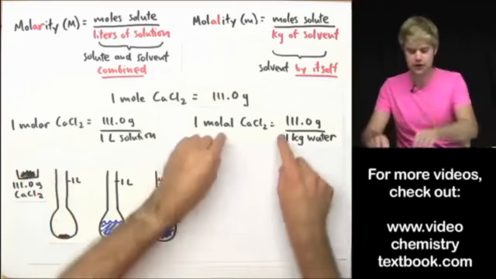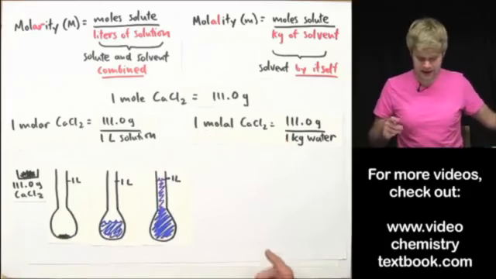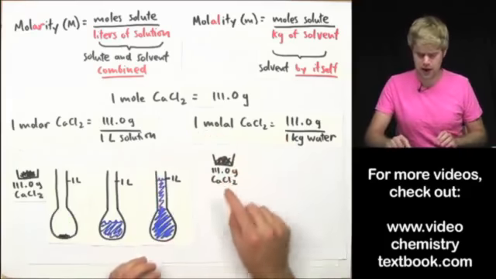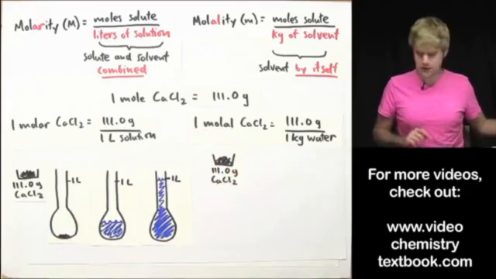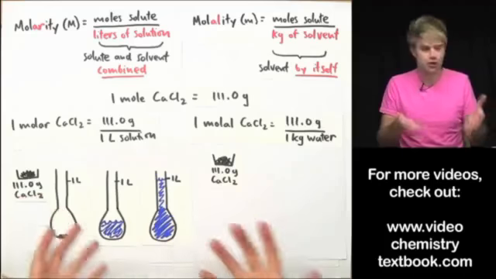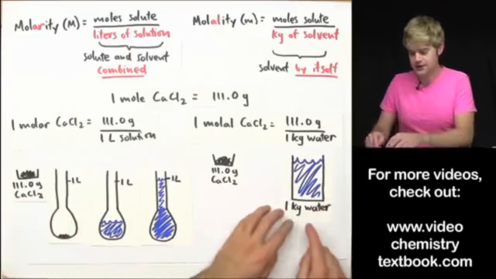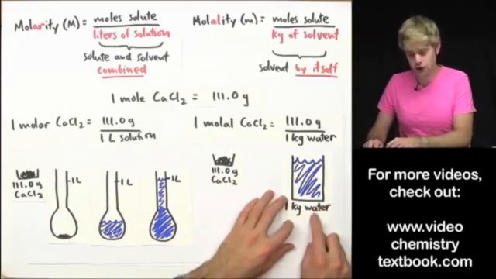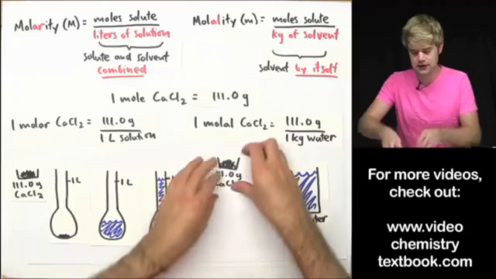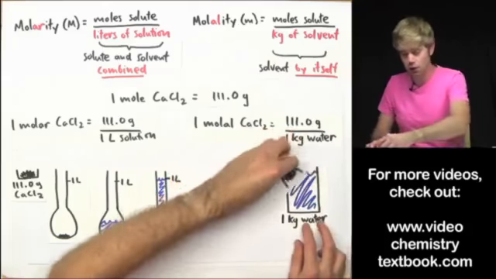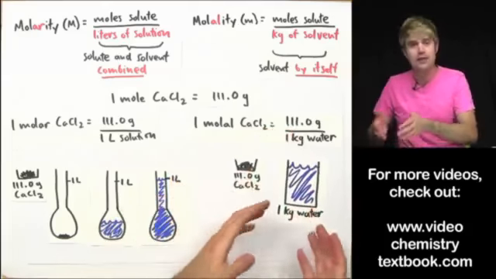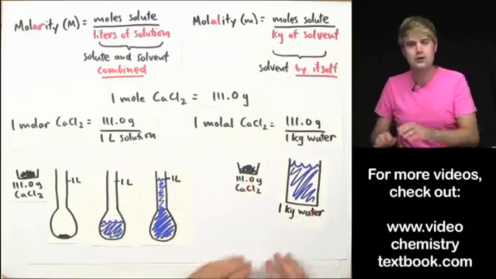Okay, now this is different with molal. In that case, I'll still go to the scale and weigh out 111 grams, but then instead of using a flask or a beaker or anything, I'll just take a container and put that on the scale and weigh out 1 kilogram of water, and then I'll just take the calcium chloride and dump it in the water and mix it together. And there's my 1 molal solution.